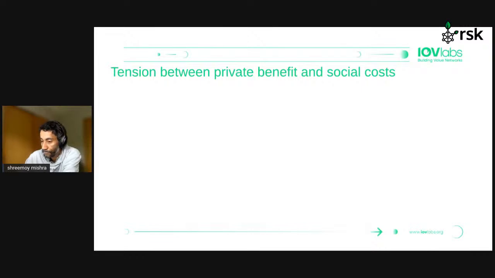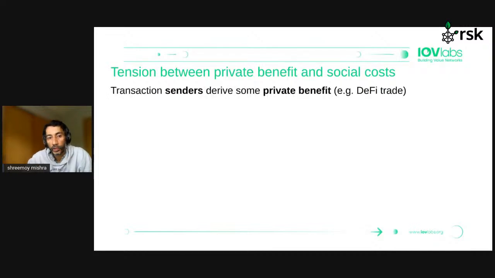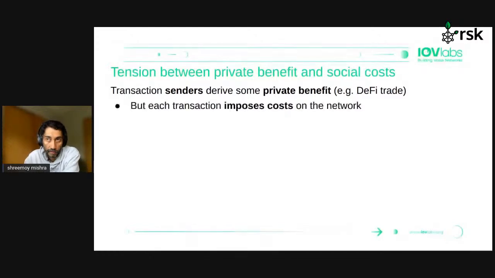From an economics perspective, there's a conflict between the private benefit that transaction senders get and the costs they impose on the network. So if someone mints an NFT, or interacts with a Uniswap-like protocol for a DeFi trade, then they derive some personal private benefit from it. But that transaction then has to be processed and verified by thousands of other nodes. And that's a cost on all the other nodes, the people running full nodes.